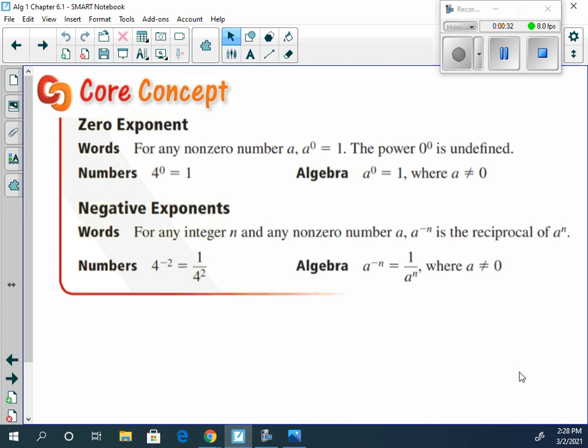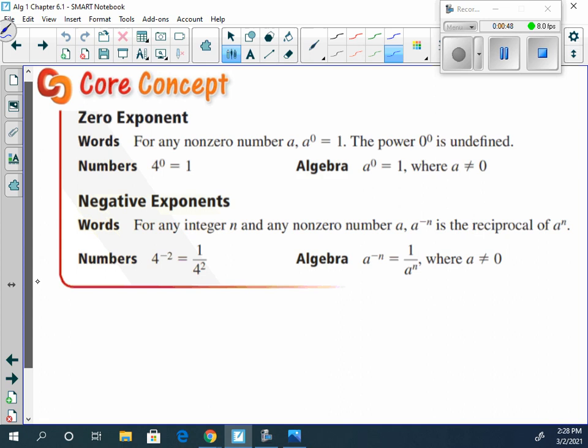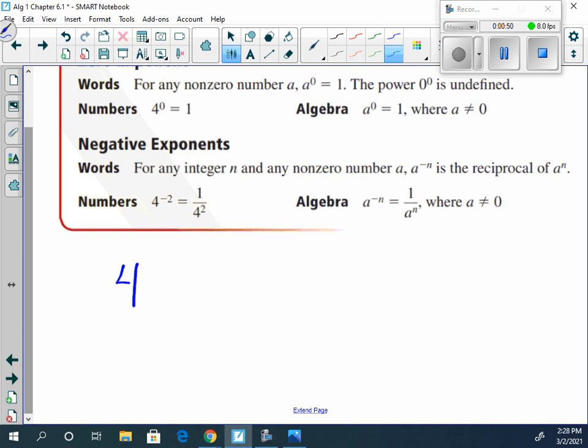Anything to the zero power is 1. So no matter what it is, anything to the zero power is always going to be 1. And our other one is anything to a negative power. If the exponent is negative, we move it from the numerator to the denominator. So 4 to the negative 2 is going to be 1 over 4 squared.